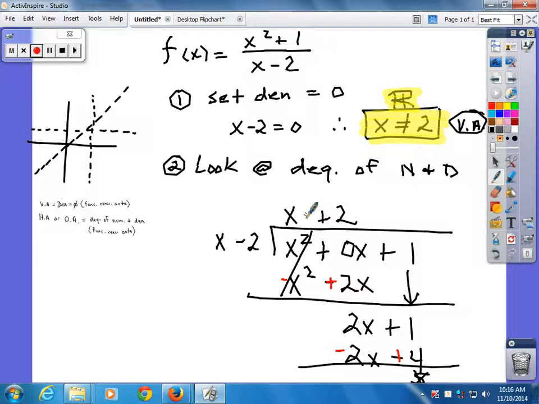So how do you draw the vertical and the oblique asymptote? Well, here you go. Your vertical asymptote is 2. 1, 2.